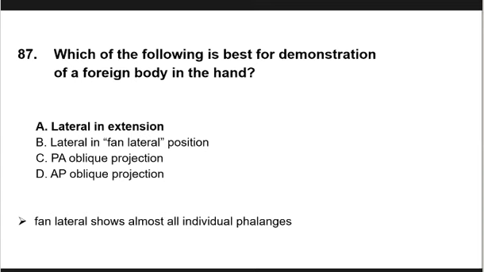So yan ang dalawang lateral natin, no? We have the lateral in extension. If we are going to demonstrate the foreign body of the hand, ayan, for fan knife lateral, hindi yan para doon sa foreign body. Para saan yan? Fractures of the individual phalanges. Doon yan dine-demonstrate. Ayan. Wait lang ha.